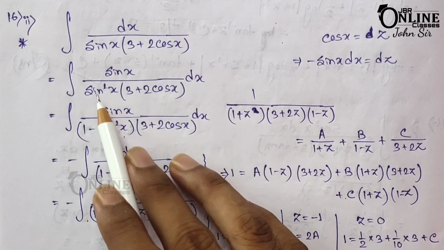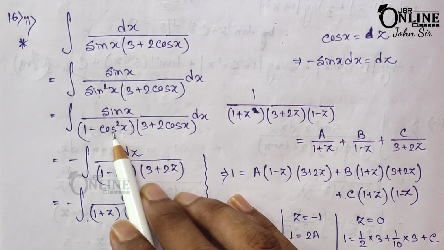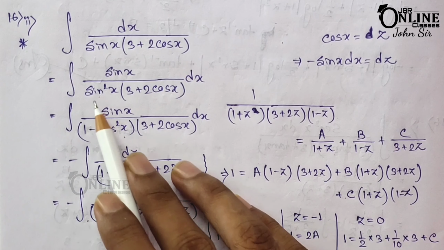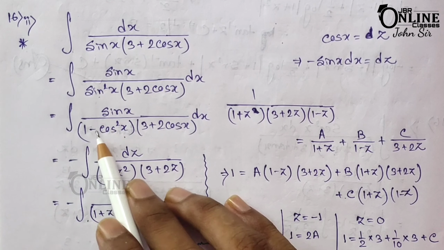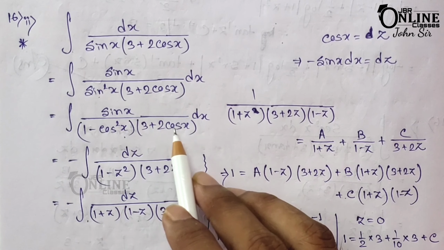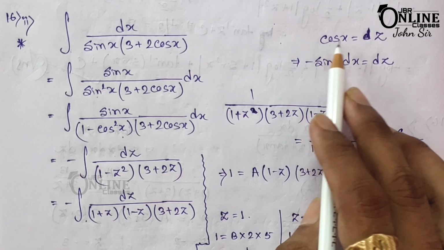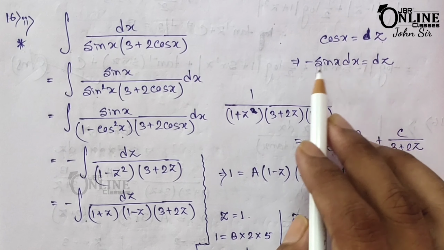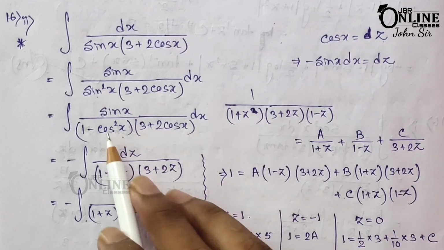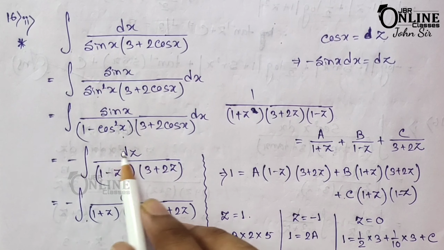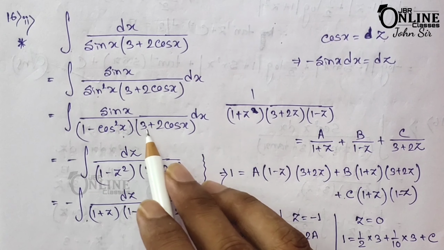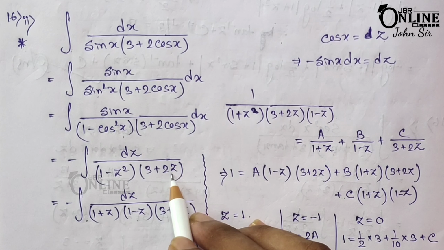Now sin square means 1 minus cos square. You know the formula, sin square theta plus cos square theta equals 1, so from that sin square x equals 1 minus cos square x. Now first you have to let cos x as z. So let cos x equal z. From that minus sin x dx equals dz, so sin x dx equals minus dz. So minus dz, this one will be 1 minus z square and this one 3 plus 2z.